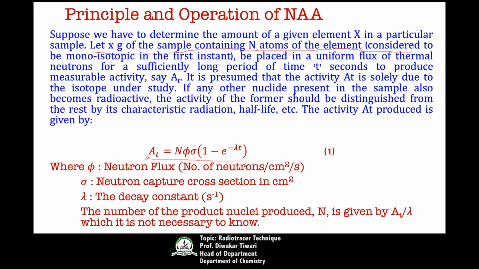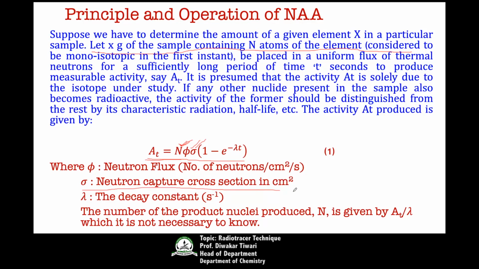What are the terms? A_T is the total radioactivity generated. N is the number of atoms present of the analyte, the element which you are going to detect, in that complex matrix. Phi is the neutron flux, the number of neutrons per centimeter square per second. Sigma is the neutron capture cross section in centimeter square.